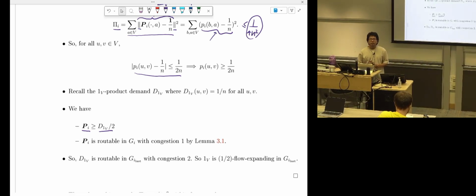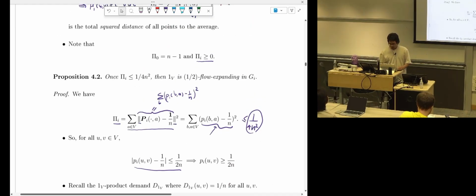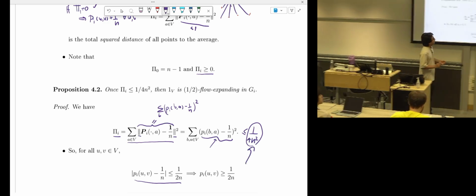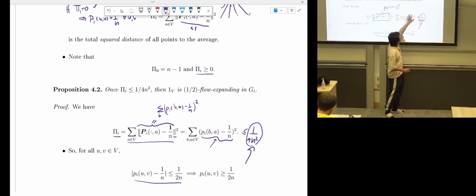Could you explain where the 1 over 4n squared comes from? Like, how did we make that argument? Okay, so I want this to be small enough, because once this is small, it means that individually on each term, this is small.